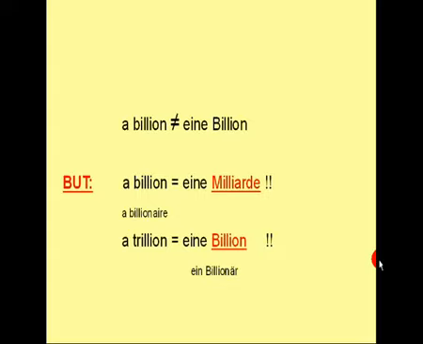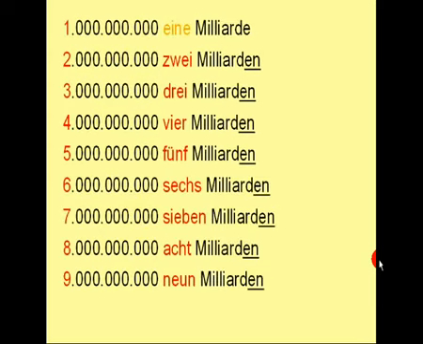Eine Milliarde follows the same principle like eine Million. We separate the numbers and we write it with a capital letter, and from 2 Milliarden onwards we write it in plural. That's why the ending en is here. So it goes like this: eine Milliarde, 2 Milliarden, 3 Milliarden, 4 Milliarden, 5 Milliarden, 6 Milliarden, 7 Milliarden, 8 Milliarden, 9 Milliarden, and so on and so forth.